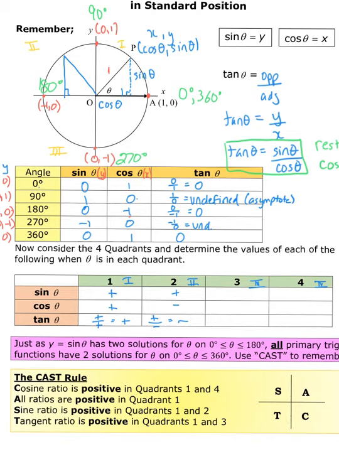So now we're going to go bigger than 180 and go to quadrant 3, which is any angle between 180 degrees and 270 degrees in here. So I will draw a triangle.